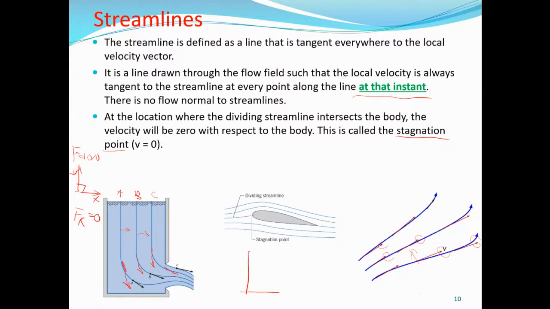At the stagnation point, that is the point where the dividing streamline touches or hits the body, the velocity of that particle is 0. You can see other particles are moving away, so the velocities of these ones are not 0. But for this one, at this point, the velocity is 0.